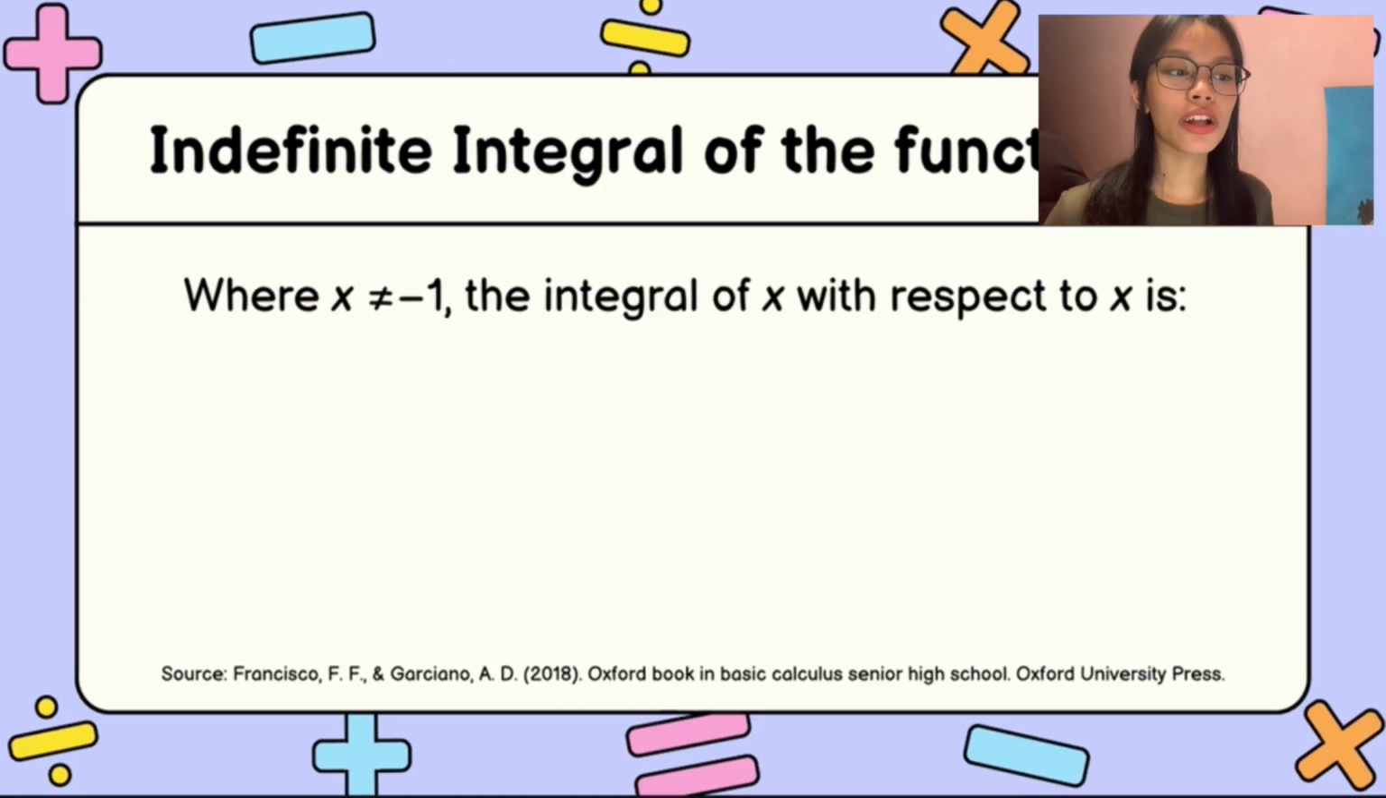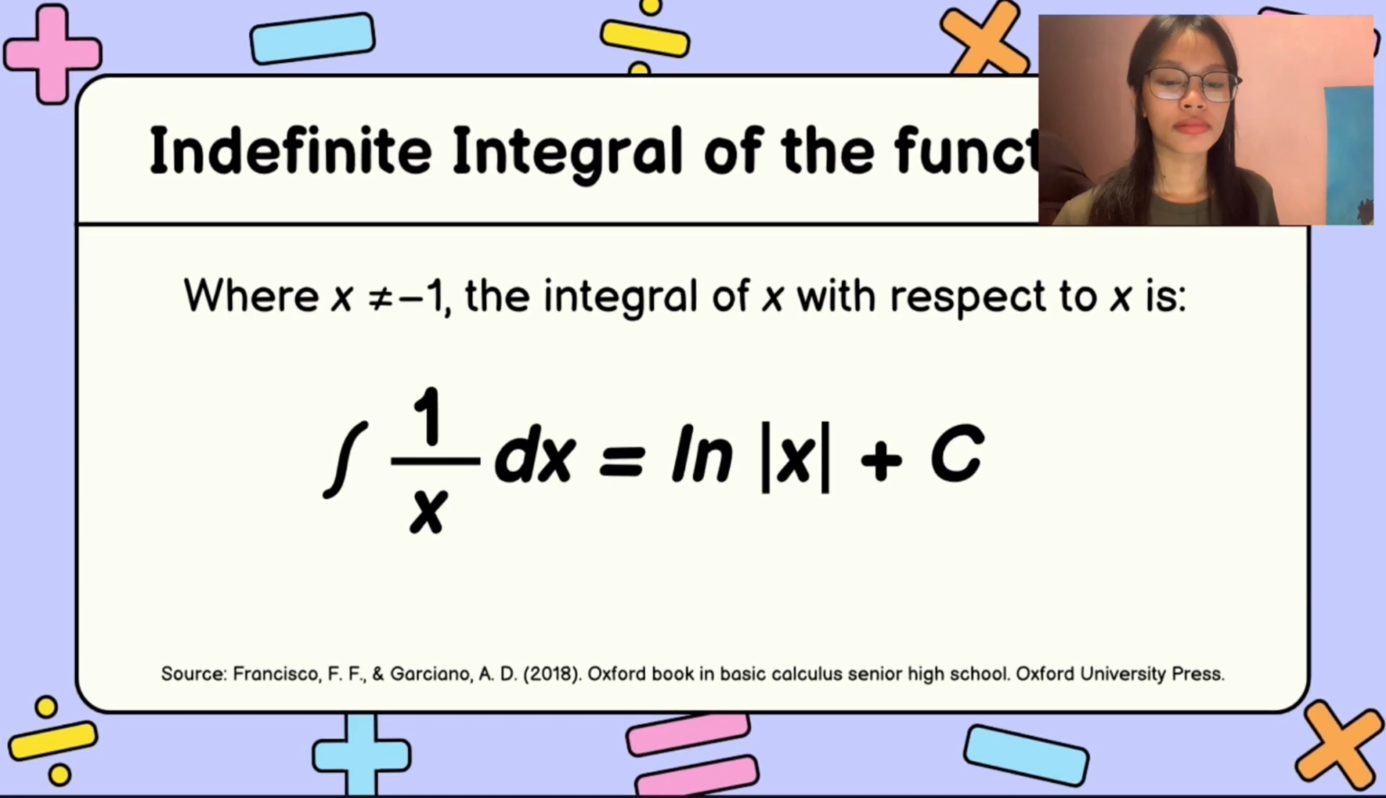The next one is the integral of the function x raised to the power of negative 1, or simply 1 over x, where x must not be equal to 0. Then the integral of 1 over x dx is equal to ln of the absolute value of x plus c. The formula may look complicated, but you only need to substitute. For example, is this one.